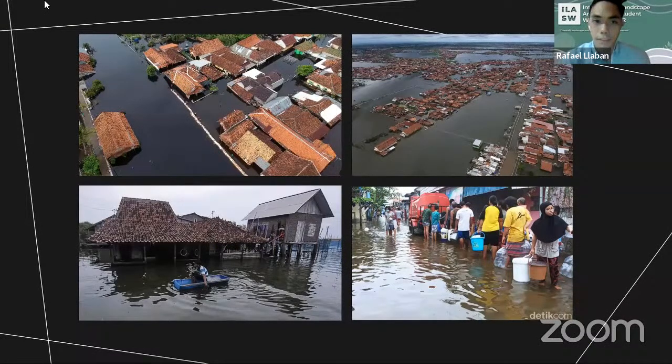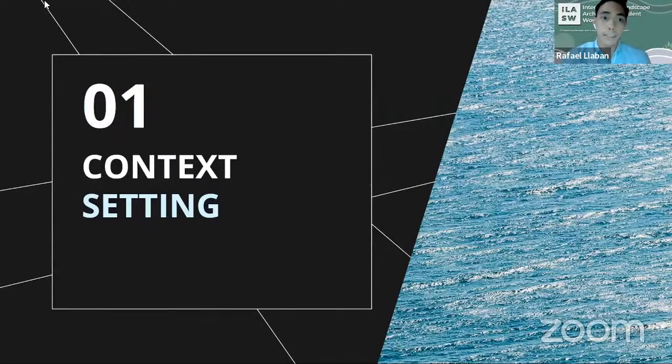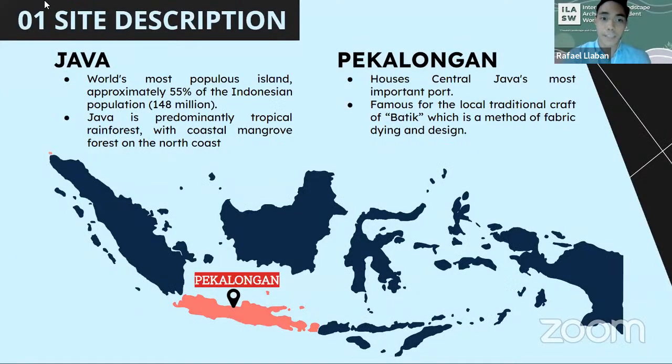And first, I'm going to set some context for the site. So the site is in Java, the world's most populous island, where approximately 55% of the Indonesian population resides. And the climate of Java, its natural environment, is mostly tropical rainforest with coastal mangrove forests on the north coast, which happens to be the location of our site, Pekalongan City, which houses Central Java's most important port and is famous for the local traditional craft of batik, which is a method of fabric dyeing and design.